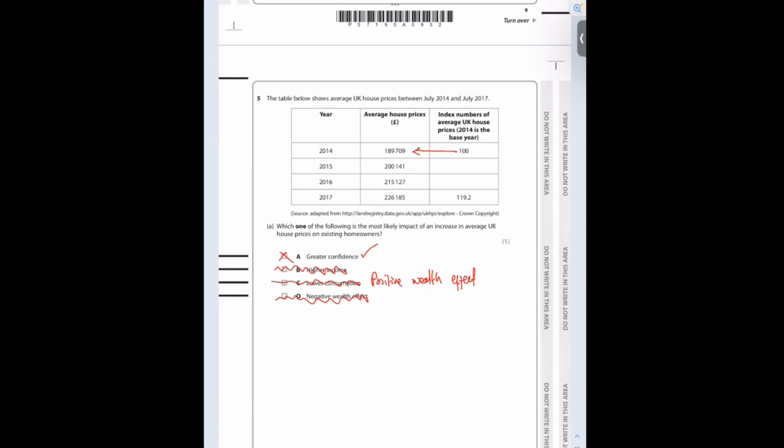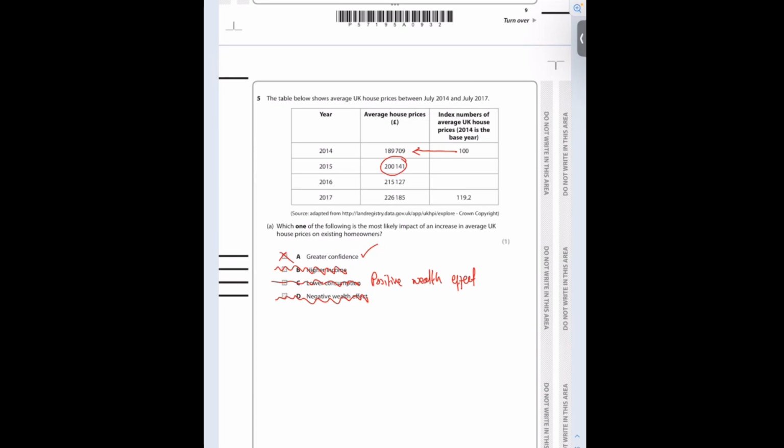So if I want to calculate 2015's index number, then I take this number, 200,141, and I divide it by 189,709. And what you should see is that because 200,141 is bigger than 189,709, we'd expect the index number for 2015 to be greater than 100. So 200,141 divided by 189,709 is 1.05. If you times that by 100, you would get 105.